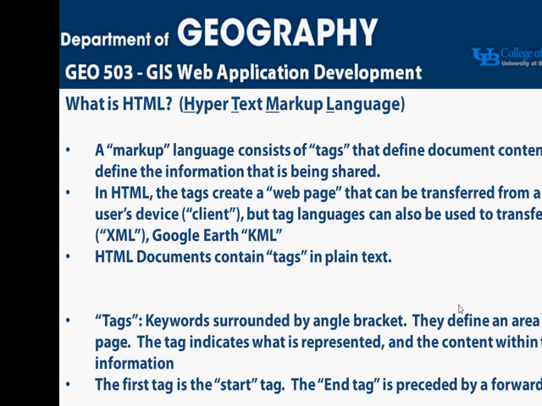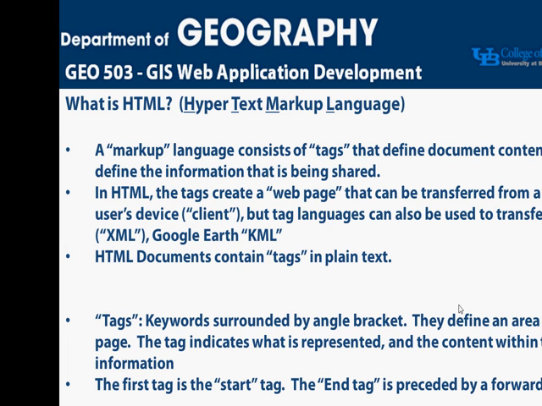And as I mentioned, HTML stands for hypertext markup language. It's a markup language like XML that consists of tags, like we saw before the break, that define document content. The tags define the information shared. So in HTML, which is a specific type of XML, the tags create a web page that can be transferred from a server to a client, like we talked about. We also talked about how tag languages can be transferred to attribute data. If you've heard of or used the Google Earth KML, that's another type of XML file.